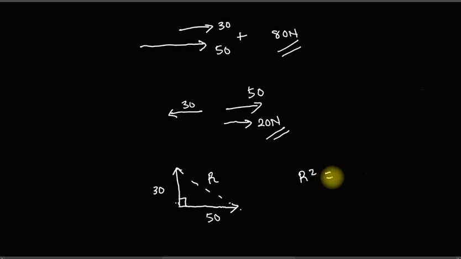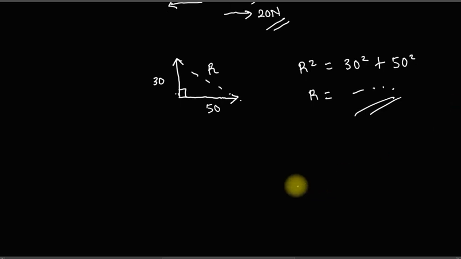So R squared is equal to the sum of the squares of the other two sides, right? And then simplify. Whatever you get here is your answer for the resultant. But remember that force is a vector quantity, meaning that you can also be asked what direction it is going. So to find the direction, just put an angle here, right? Put an angle here. So you take the opposite over adjacent, that is 30 over 50.